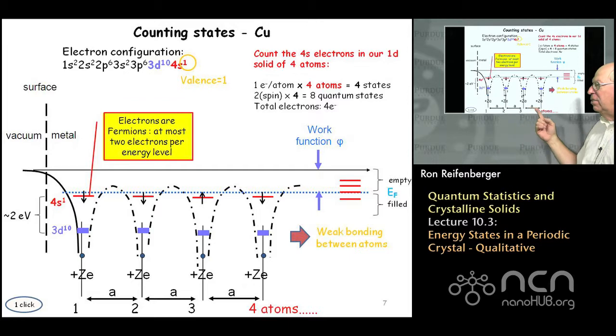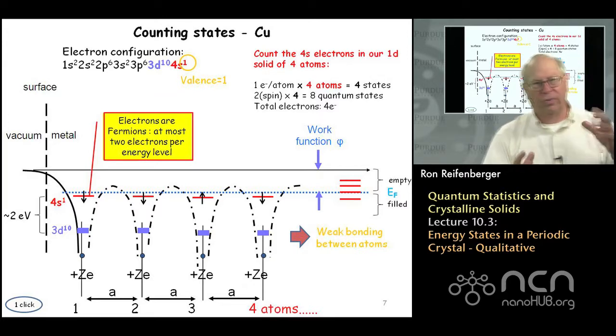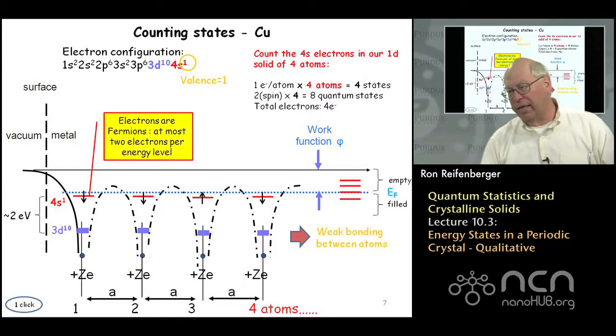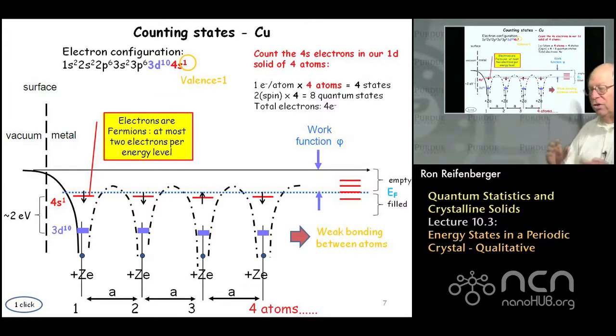So I do the calculation just for 4 atoms so we can do the numbers on our fingers. In principle, you have to do this calculation for n atoms, and in principle, you have to do the calculation in 3 dimensions. But the ideas that we're going to discuss are going to be the same, and the results aren't going to change. So let's count the number of 4s electrons in our one-dimensional solid, which happens to consist of just 4 atoms.